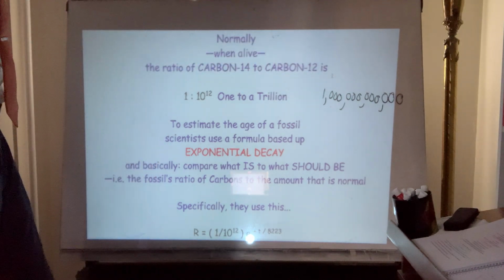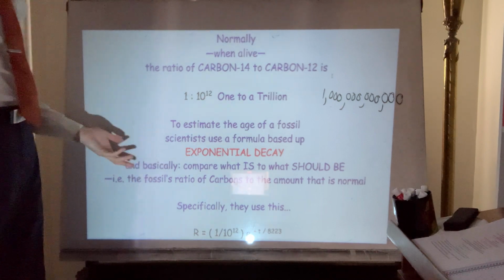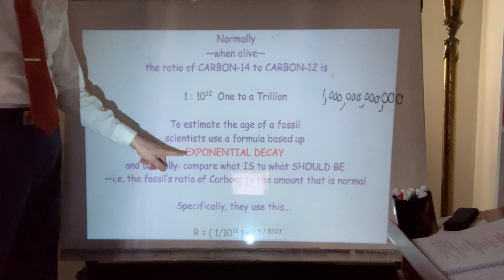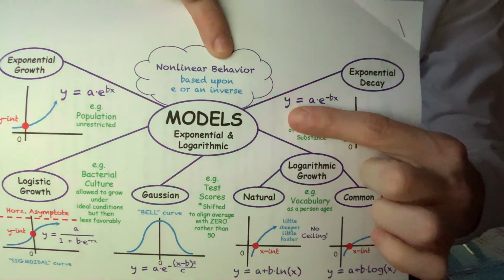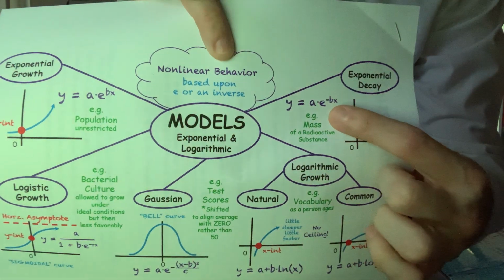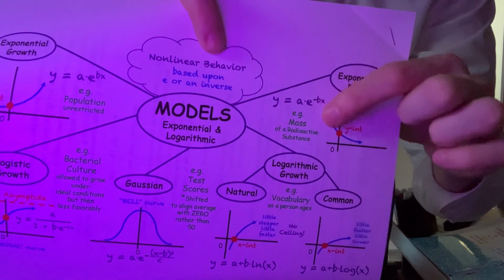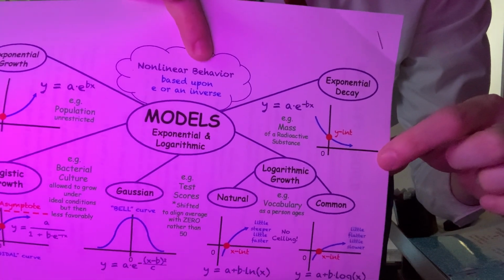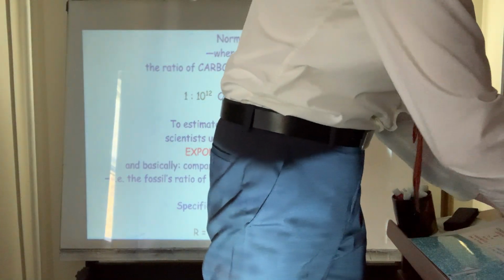All right? So, to estimate the age of a fossil, the scientists use a formula based upon exponential decay, which is, again, one of these things from the models that we have listed, specifically this one, all right? Some version of this. It isn't going to be exactly the same. More than likely, the labels will be changed. But for something that is diminishing over time, curving down, we would use this. All right. So keep that in mind.